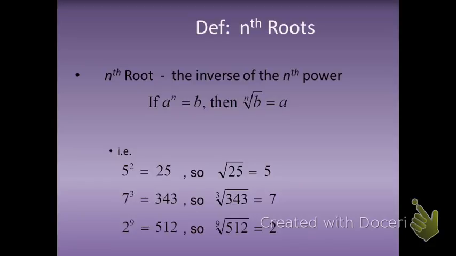All right. So just like a square root undoes a square power, an nth root will be the inverse of the nth power, whatever that n may be. This slide shows examples of that. If a to the n equals b, then the nth root of b equals a. So 5 squared is 25, square root of 25 is 5. 7 cubed is 343, so the cube root of 343 equals 7. And 2 to the 9th equals 512, so the 9th root of 512 equals 2.